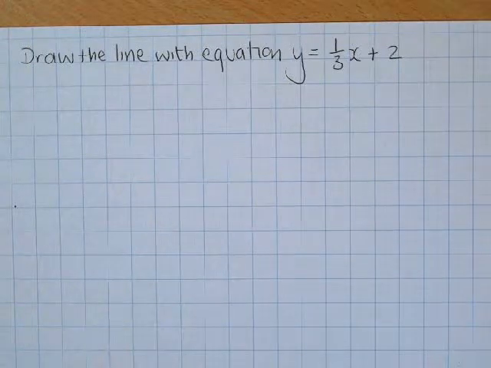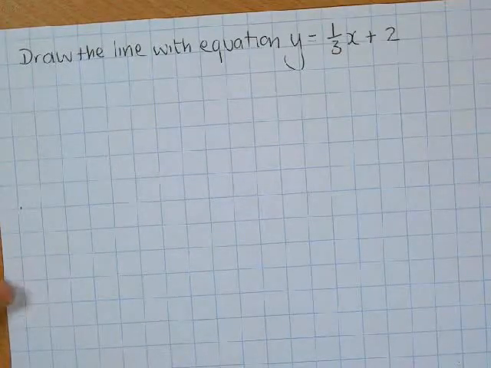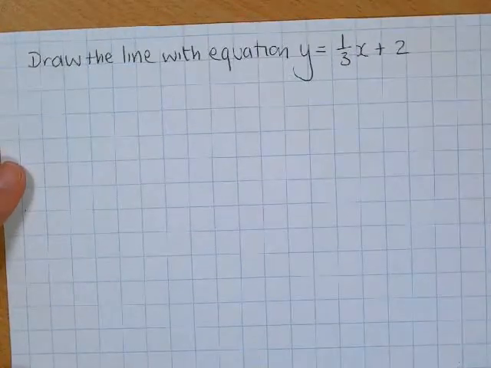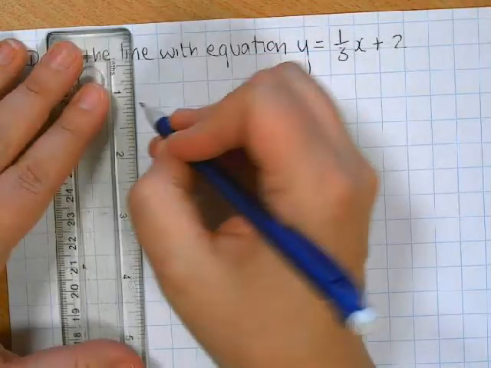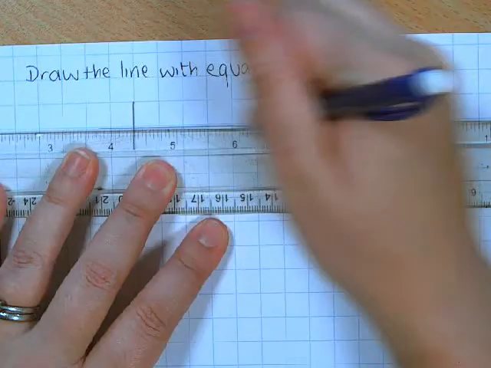This video is going to explain how to draw a straight line when we're just given an equation. So what we do is we use the equation to get some coordinates. The first step is to make a table with x and y in it so that we can work out some coordinates. So I'm going to pick some numbers for x to be.